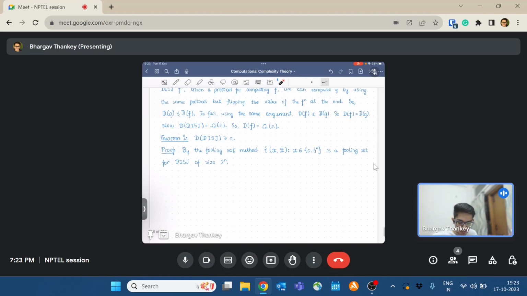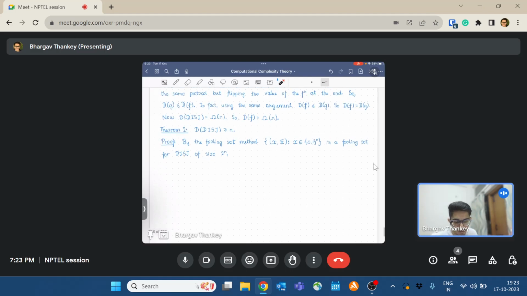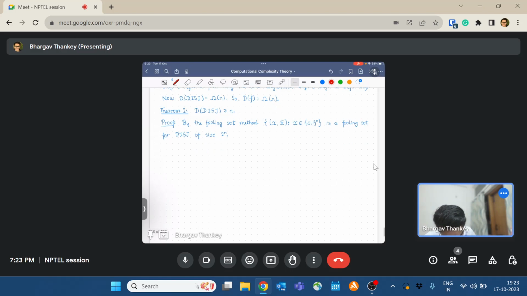So for equality, what I was saying is you can show that you need exactly n plus one bits by using the monochromatic rectangles method. The way you do it is the following. So the monochromatic rectangles are this. I'm just calling it EQ.